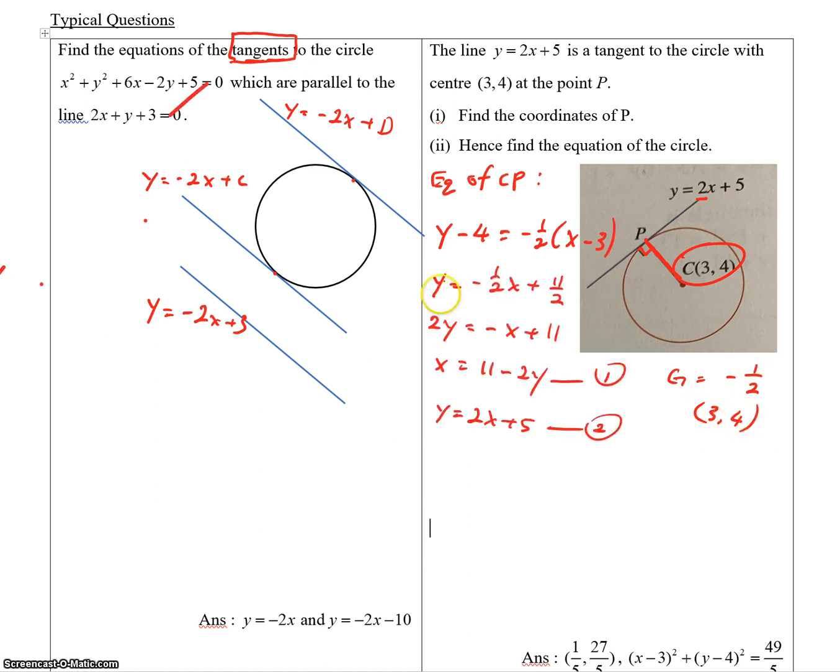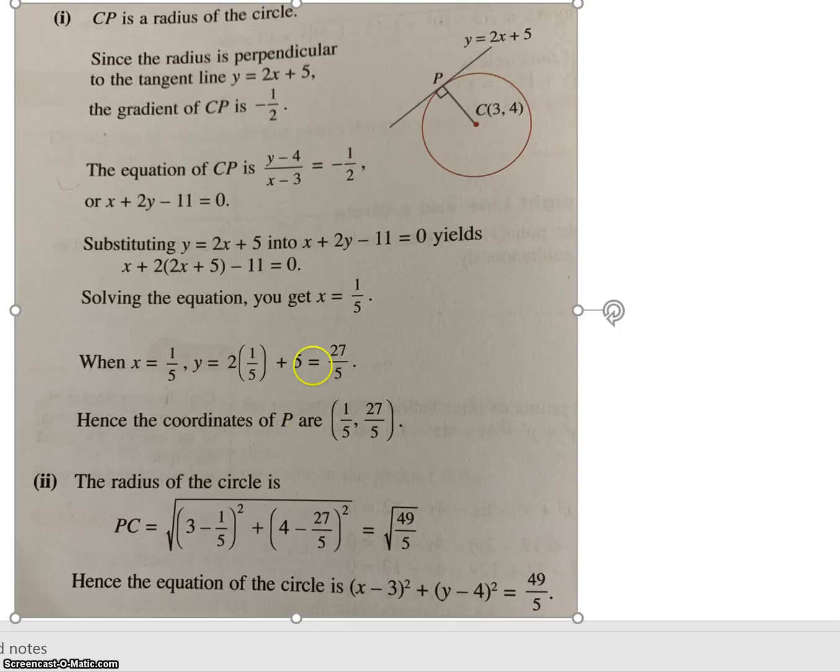Then you can find the equation from here. I've paused the video and done it already. So this is the equation I eventually found. I make x the subject, and this is my first equation. In order to find the intersection point between this and this, I'm going to equate the two of them together and solve. Let me show you the working to save time. After you solve the equation, you are going to get this as the coordinate.